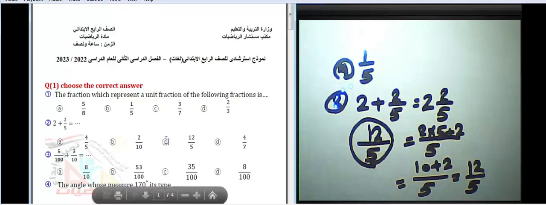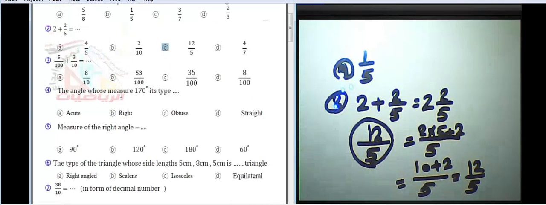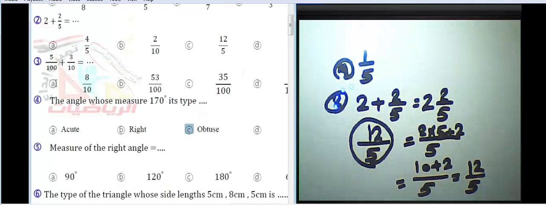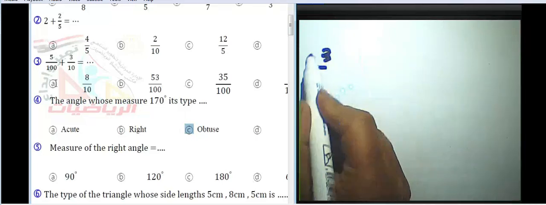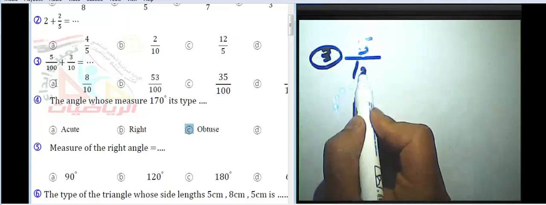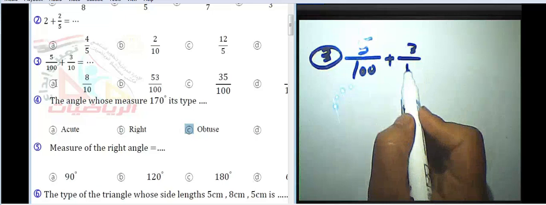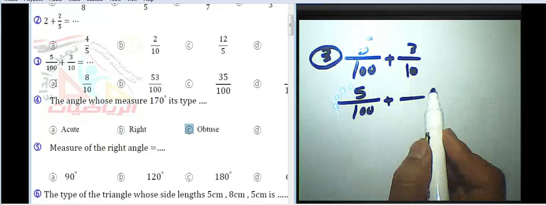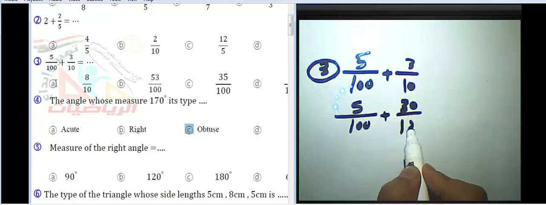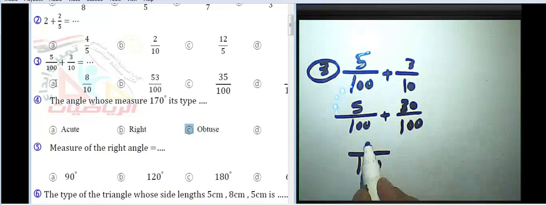Question number 3. 5/100 plus 3/10. We can find the result by writing the least common multiple between 100 and 10. 100 can be divided by 10. Then the least common multiple between 100 and 10 equals 100. So we can write 5/100 plus 30/100, multiplying 10 by the numerator and denominator. 30/100. The result will be 35/100.